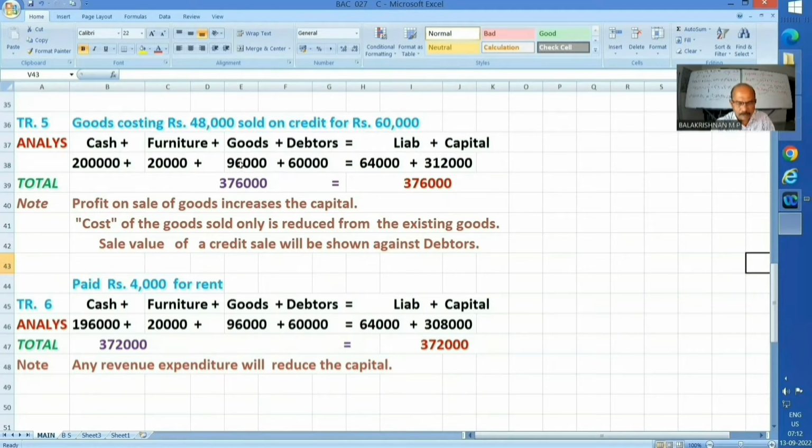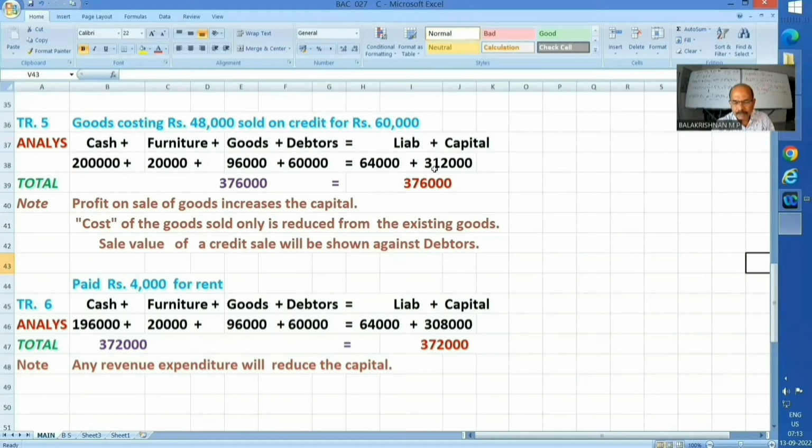However, another asset has surfaced: 60,000 debtors. Why debtors? A credit sale. And the amount of the sales, not the cost of the goods sold, is what we expect from the debtors. That is 60,000. So the total of the asset side, all these four items together, comes to 3,76,000. And liabilities plus capital is also 3,76,000.